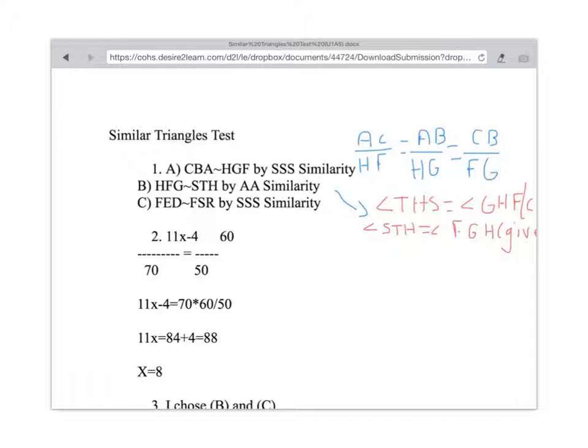Hello, Kenneth. Here's your first test, and I'd like to just go over some corrections with you in this video. For the first question, this has been a common error for everybody in your group.